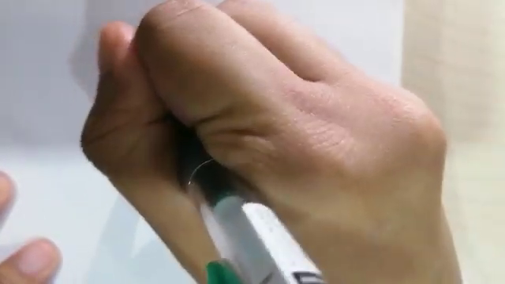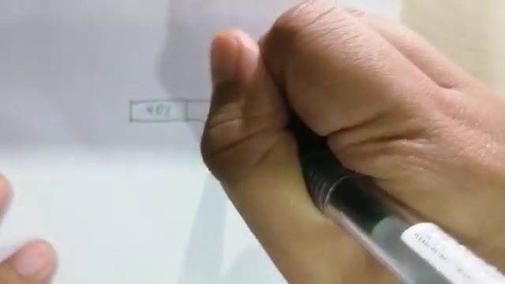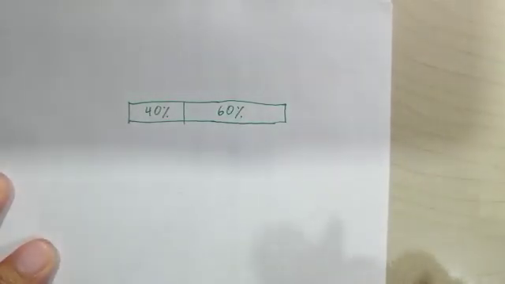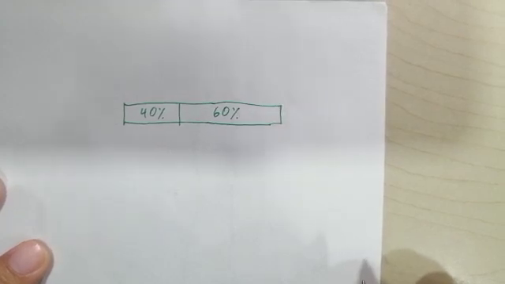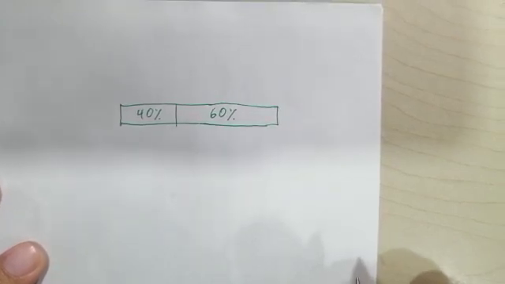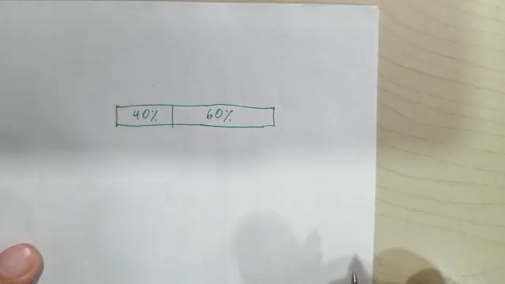So this is 40% blue. And that would mean 60% would be red. Because if it's a part-whole model, the total must be 100%. There are 24 more red pens than blue pens. How many pens are there altogether?